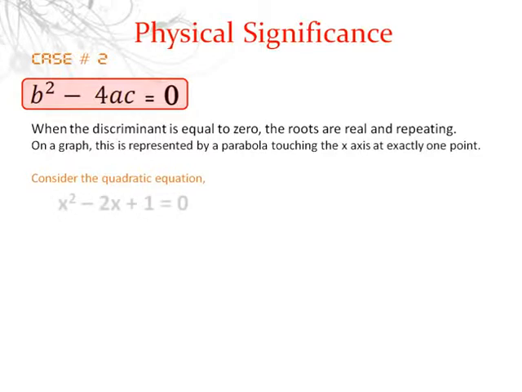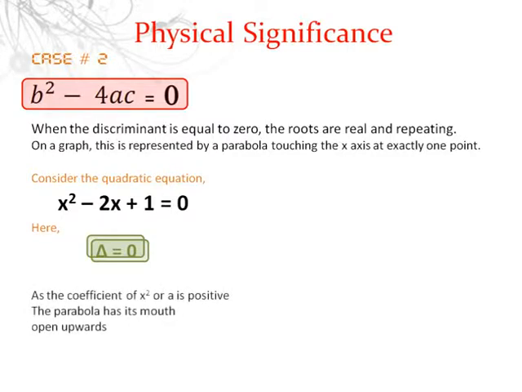Consider this quadratic equation as an example. X square minus 2x plus 1 equal to 0. Here the coefficient of x square or a is 1, coefficient of x is minus 2, and the constant c is 1. Hence b square minus 4ac yields minus 2 whole square minus 4 into 1, which is equal to 4 minus 4, or the discriminant being equal to 0.